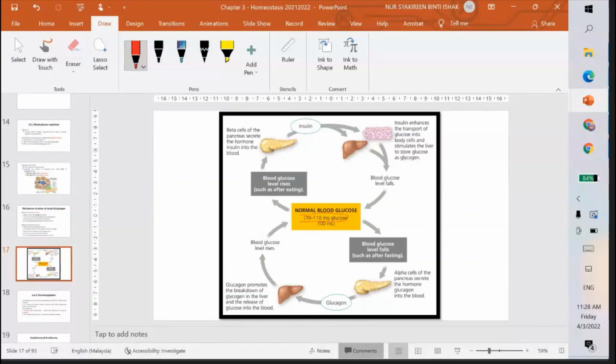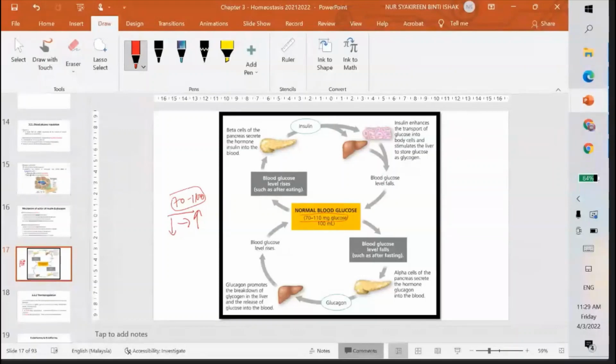So awak kena cerita macam mana aras gula dalam darah initially dia fall due to fasting, increase back to the normal set point which is 70 to 110. Okay, 110 of glucose per 100 ml of blood. So mana dia nak increasekan balik? Through the secretion of the hormone glucagon.